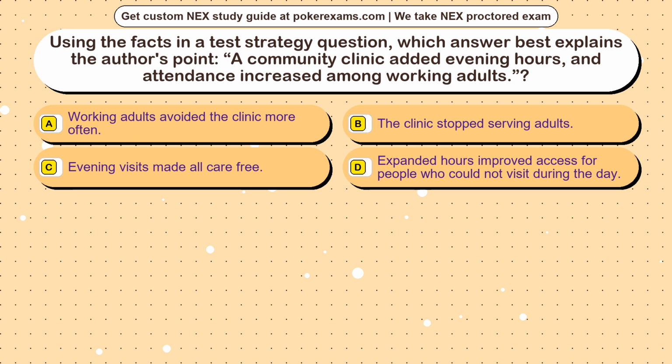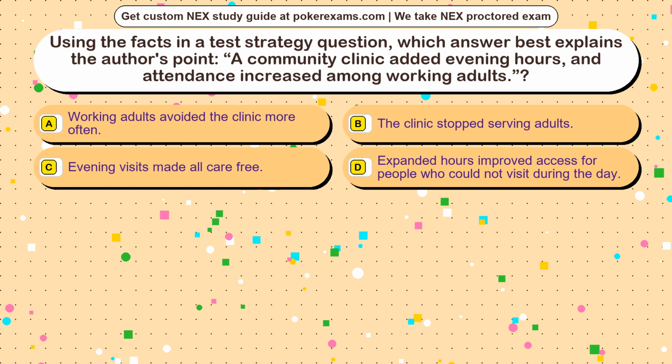Question 16. Using the facts in a test strategy question, which answer best explains the author's point? A community clinic added evening hours, and attendance increased among working adults. Option A, working adults avoided the clinic more often. Option B, the clinic stopped serving adults. Option C, evening visits made all care free. Option D, expanded hours improved access for people who could not visit during the day.